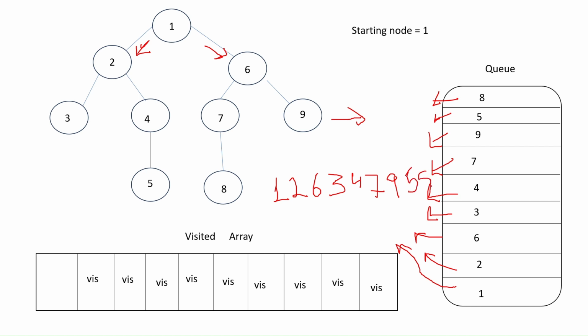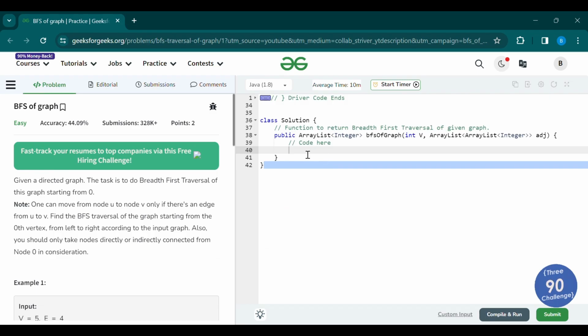So basically, the answer of our BFS will be in the same manner in which we have taken out our elements from the queue. So 1, 2, 6, 3, 4, 7, 9, 5, 8 will be the answer for our BFS algorithm. Now let's come to the coding part of this.